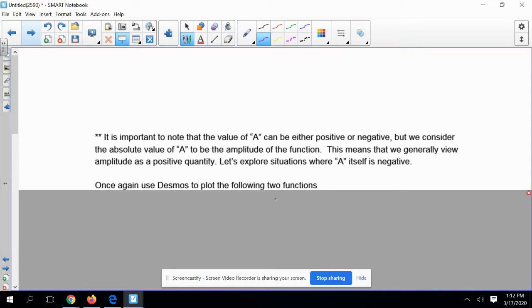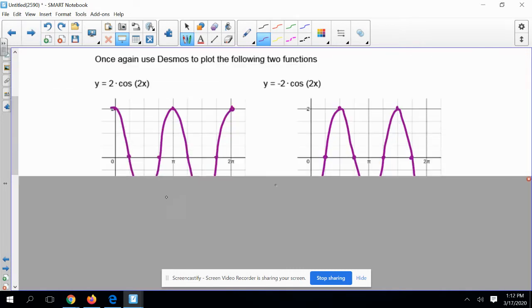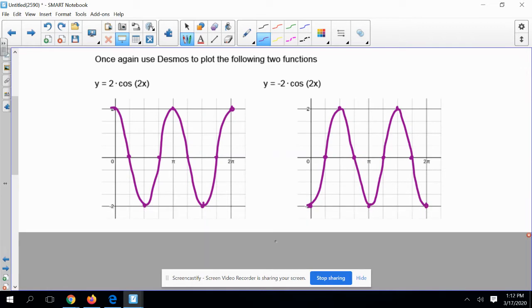So please take a moment, complete the entirety of this page. Pause the video and then unpause it once you're done with this page, and you can check your work. So here are the answers. These should have been your graphs for the first two problems.